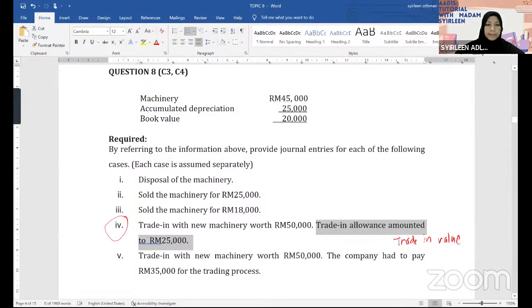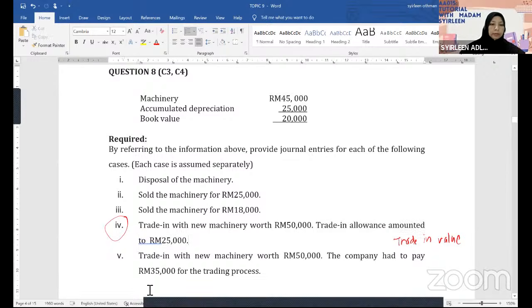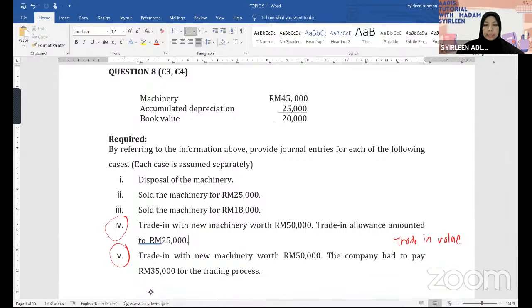Okay, apa beza nombor 4 dengan nombor 5? Alright, so nombor 5, dia bagi tahu trade in with a new machine, steam value, tetapi instead of giving you the trade in value, dia dah mention dekat sini your cash paid. Kenapa dia bagi kamu trade in value ni? Trade in value ni dia bagi supaya awak boleh kira berapa cash paid. Tapi kalau soalan 5, dia dah bagi anda berapa nilai cash paid, do you need to calculate? Dah tak perlulah sebab nilai telah diberi. So you just masukkan saja ke dalam journal untuk dapatkan sama ada you have gained or lost upon your disposal items.